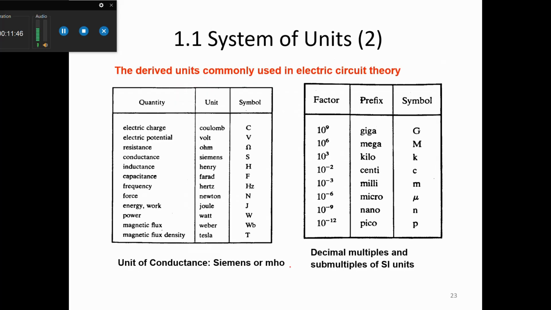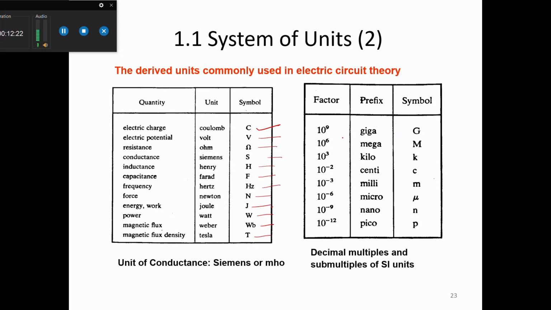So derived units again are coulomb, volt, ohm, very important, Siemens, Henry, for capacitance, farad, for frequency, hertz, for force, Newton, energy and work, joule, power is in watt, and then magnetic flux is Wb, Weber, and Tesla is T. And when you want to quantify these units, you will use these SI units to represent how much these numbers represent.